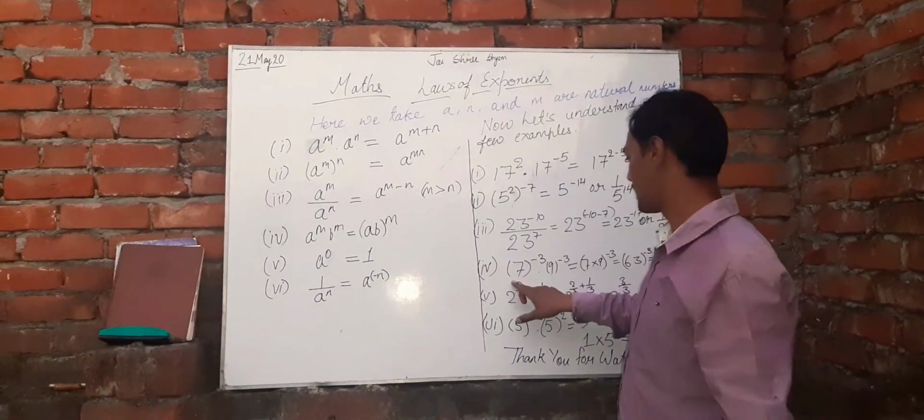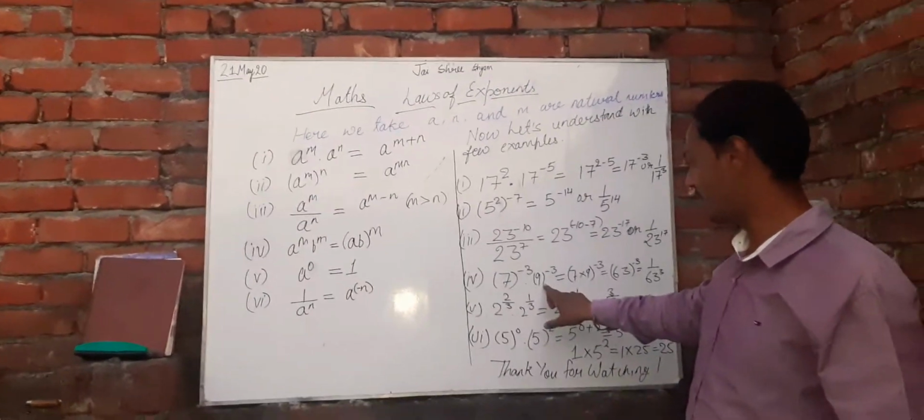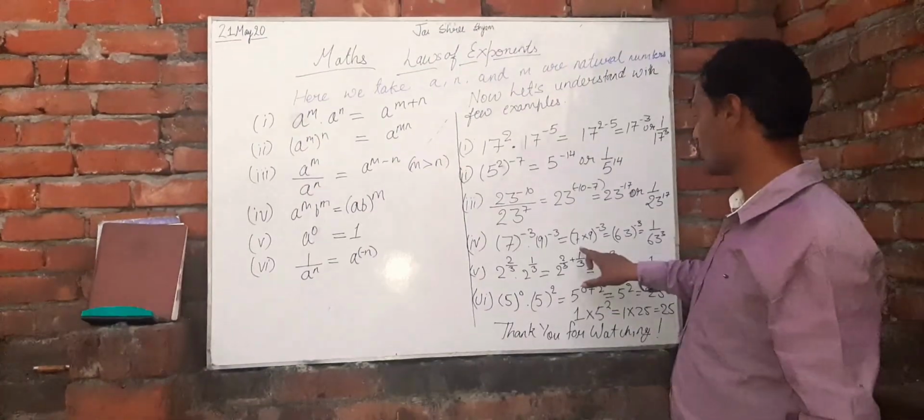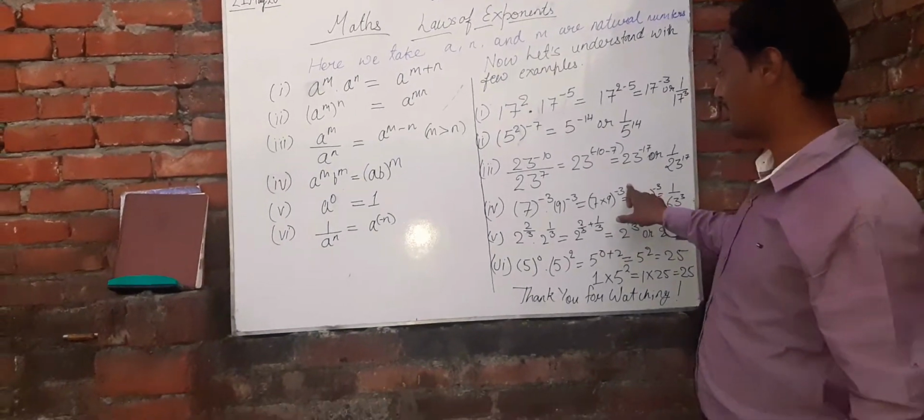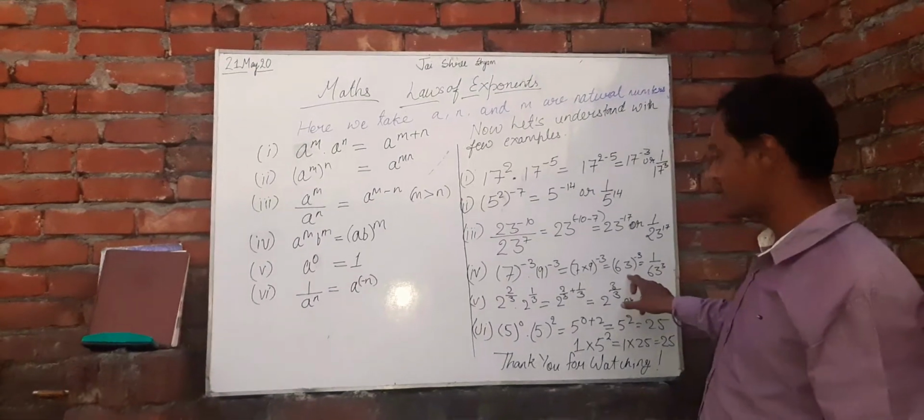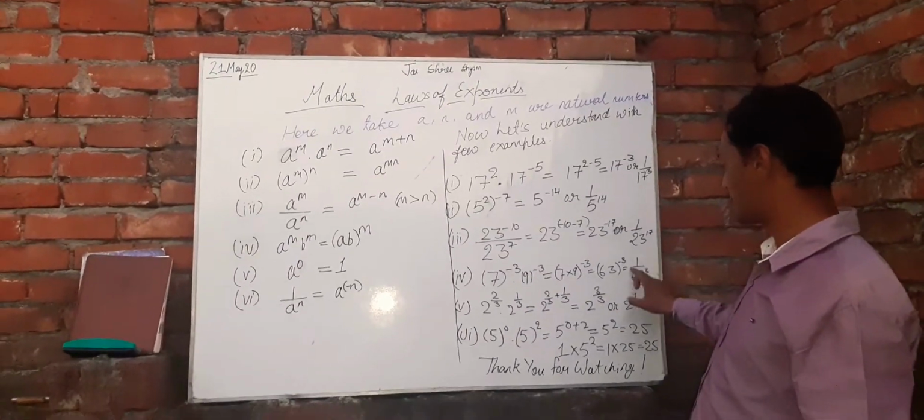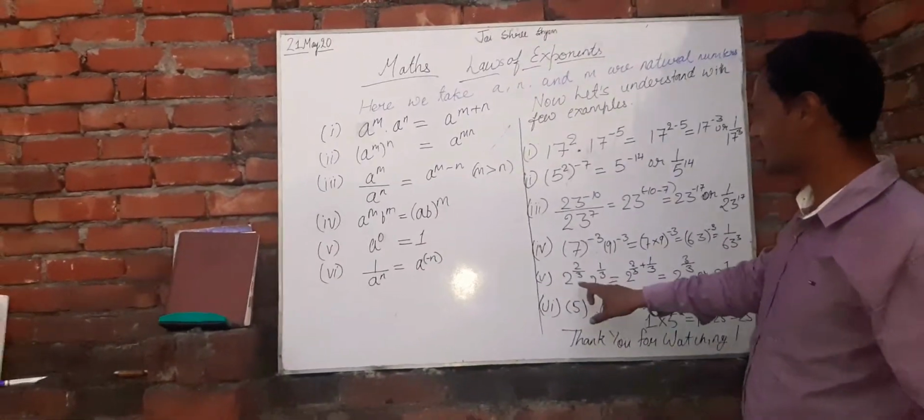Next is 7 to the power minus 3 multiplied by 9 to the power minus 3. So it goes to the value as 7 times 9, and minus 3 we are taking as common. 7 nines are 63, and with minus 3 we will represent it as 1 upon 63 to the power 3.